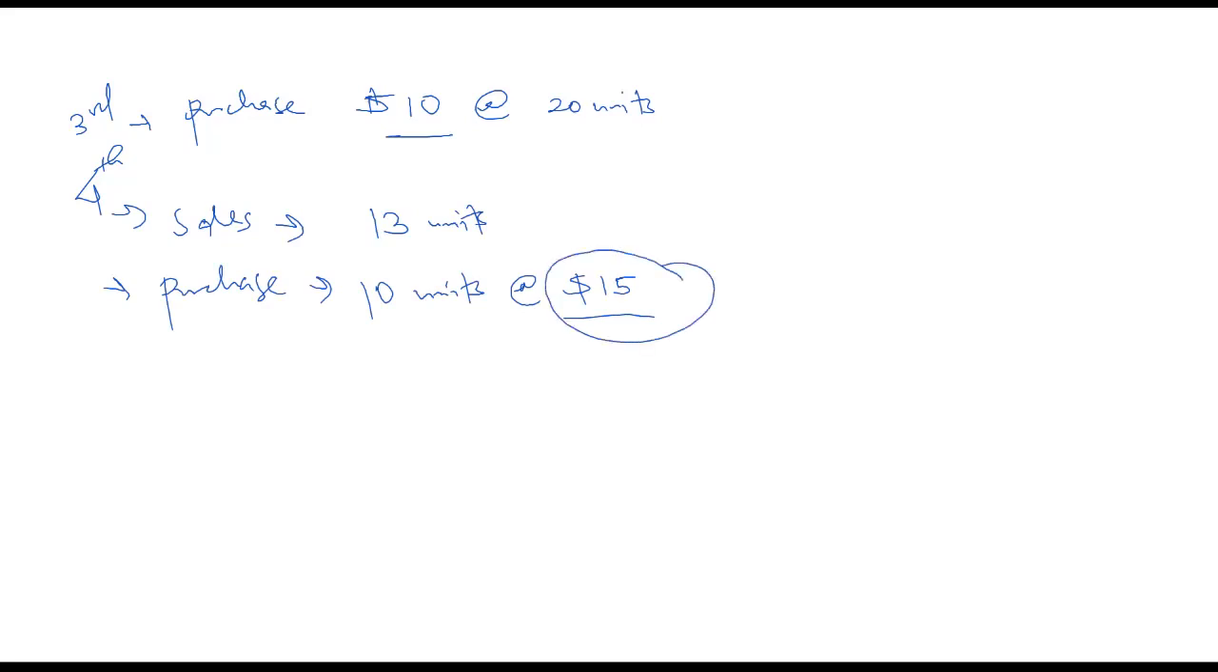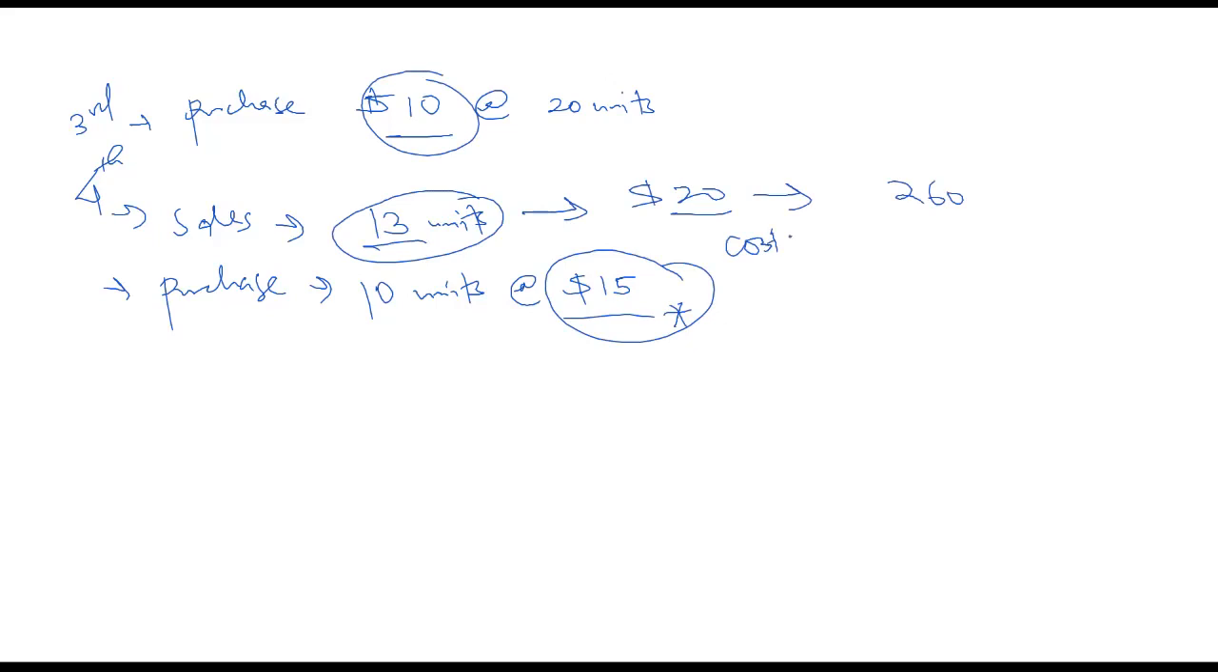For example, if the selling price is $20, which is higher than $15, the revenue to be earned will be 13 items times 20, to give us 260. However, the 13 items we sold today were bought yesterday at 10, which means the cost of those items will be 13 items times 10, to give a cost equal to $130. The profit to be reported today will therefore be 260 minus 130, which is 130.